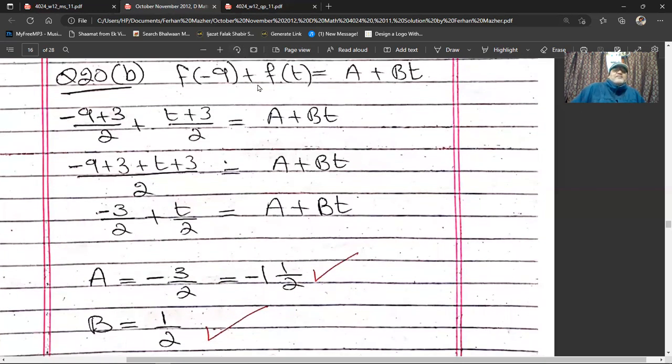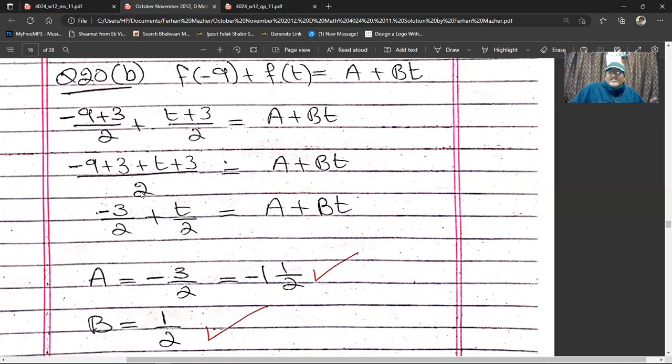f of minus 9 plus f of t will be equal to a plus bt. f of minus 9 means in that formula, in the place of x, substitute minus 9. And f of t means in that formula, in the place of x, substitute t. So minus 9 plus 3, the whole thing divided by 2, plus t plus 3 divided by 2.